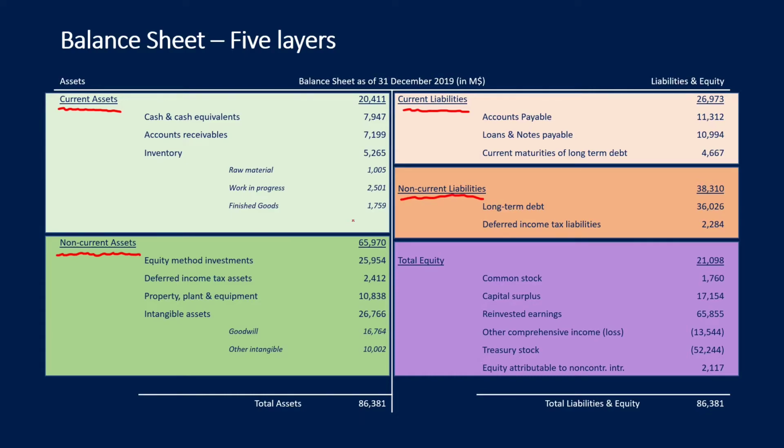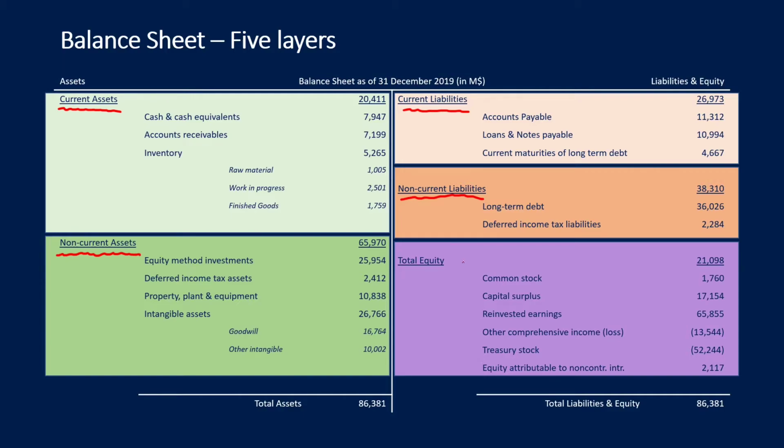Current means that this money, or these assets, are currently here, but in next to no time they will be gone. While non-current assets are fixed assets that are meant to stay longer, and non-current liabilities are long-term lent money, like long-term debt, something like that. It is meant to be lent for a longer term.